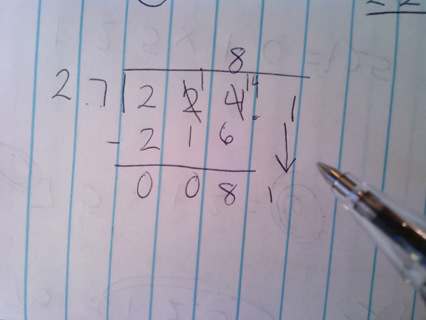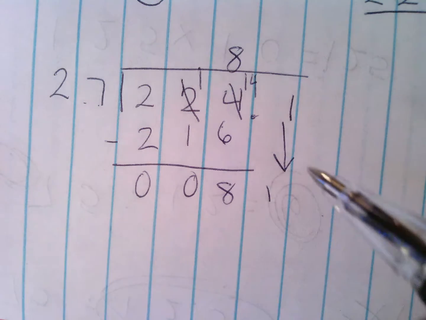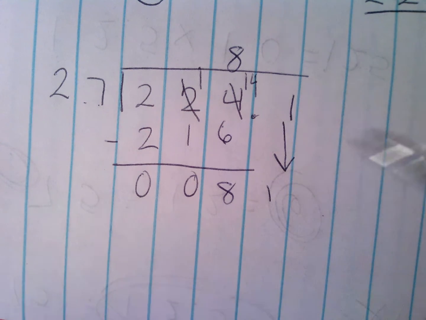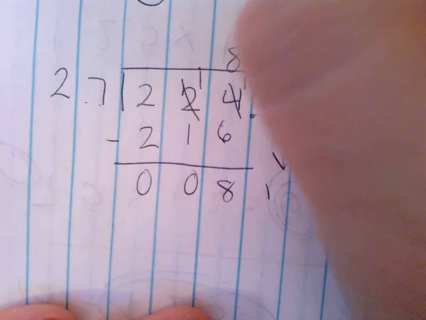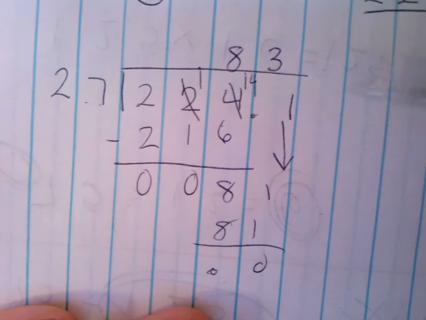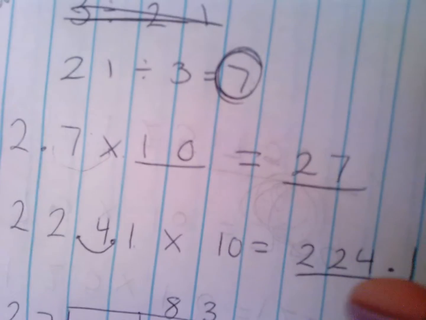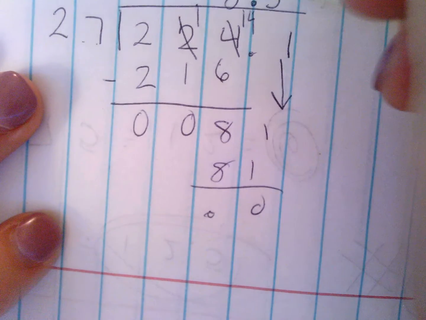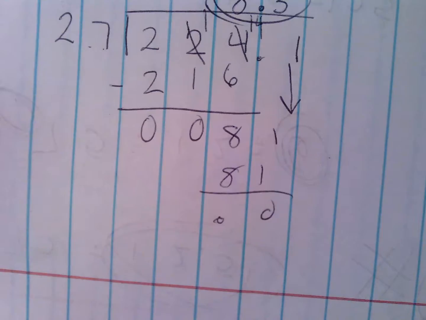27 times 2 equals 54. So now I'm going to give it another chance. 27 times 3 equals 81. So it goes in perfectly. So 3 goes up there. 81 goes here. 0, 0. Perfect. We stated by our estimate that it would come after a number close to 7, which would be 8.3. So 8.3 is our quotient.